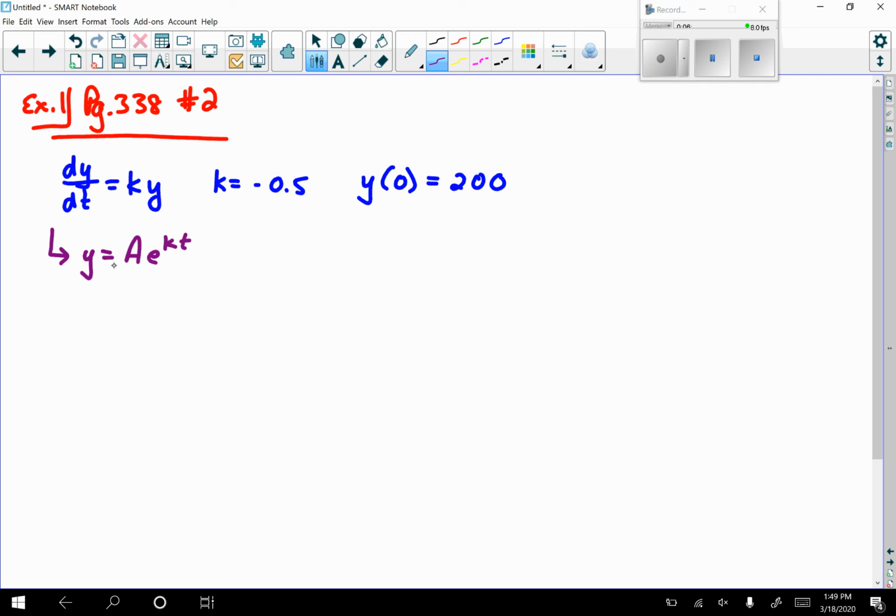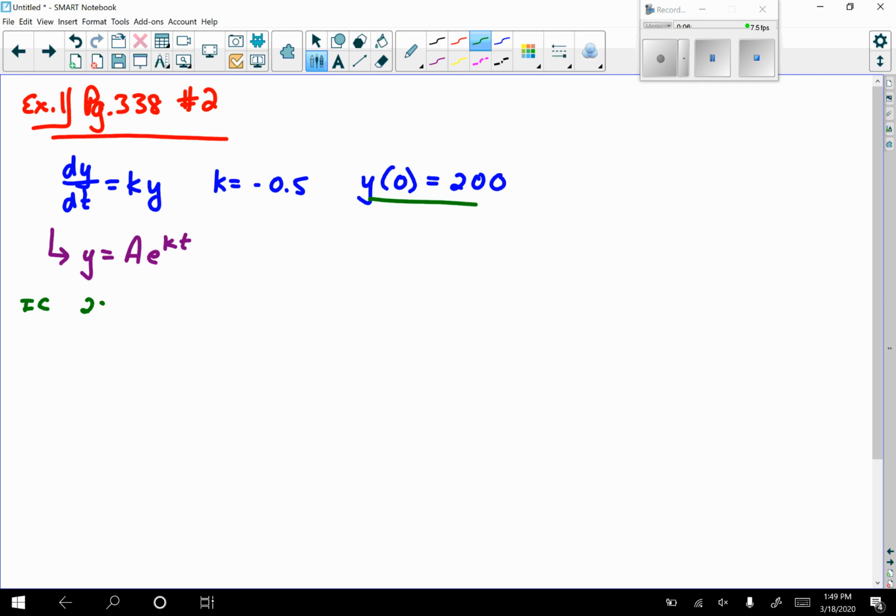Again, the initial condition will lead to a specific sign for a, so there's no need to keep the positive as well as the negative. We'll get the same result here. So we want to find the solution to this differential equation. That's why we come up with this, but now we're just going to substitute in the initial condition.